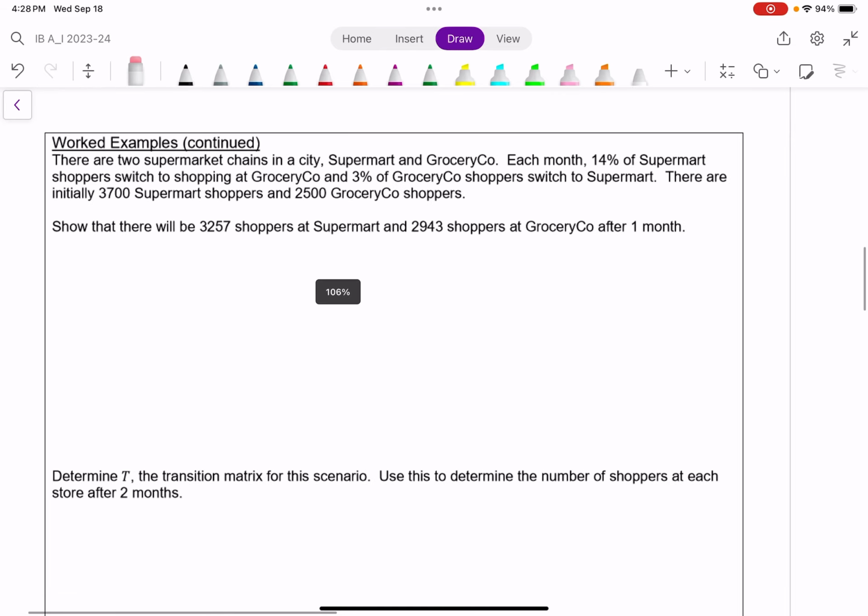All right, let's look at an applied question that's broken up into a few parts. So first, there's 2 supermarket chains in a city, Supermart and Grocery Co. Each month, 14% of the customers from Supermart switch to Grocery Co., and 3% of the Grocery Co. customers switch to Supermart. So every month, there's a bit of a change between these. And initially, there's 3,700 Supermart shoppers and 2,500 Grocery Co. shoppers. So first, let's just think about what's happening after 1 month and show that these values here are correct.